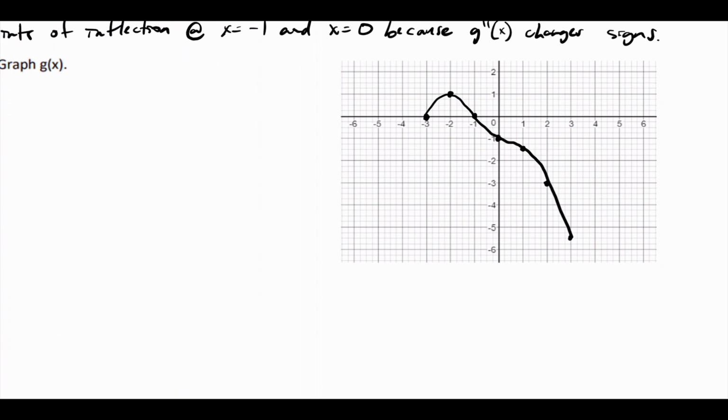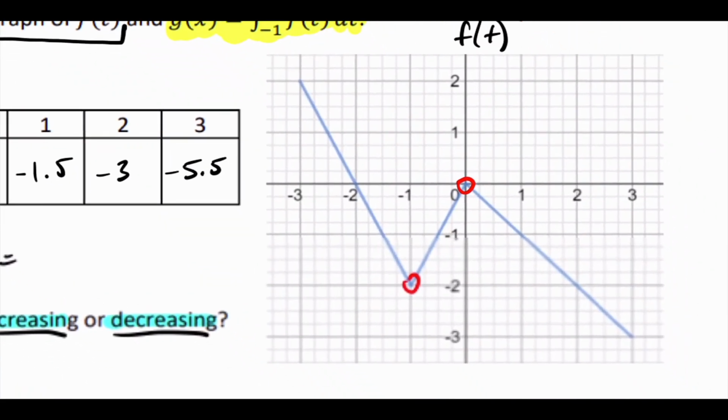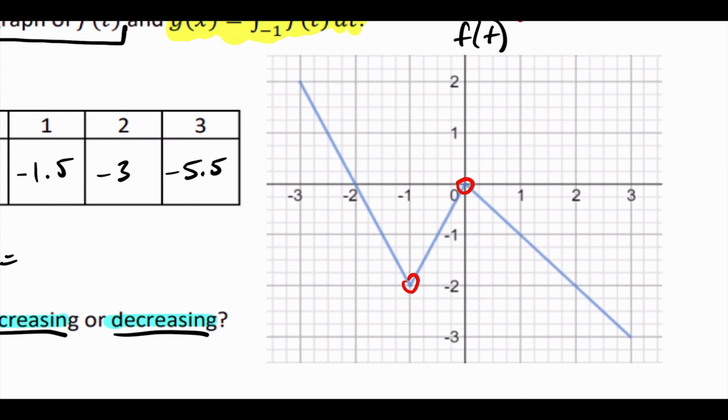And there you go. That's the graph of g of x. So if I was to find the derivative of that, it would be that graph right there. All right? You can check your answer.